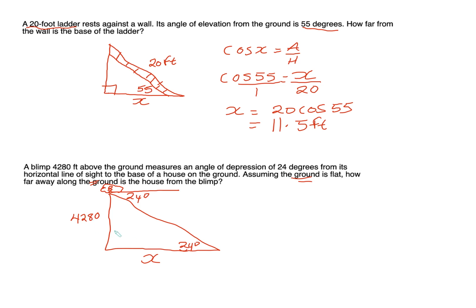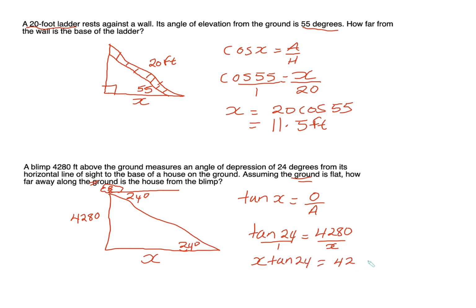Who uses opposite and adjacent? Tan. So tan of X equals opposite over adjacent. So tan of 24 equals 4,280 over X. Again, let's cross multiply, so I'll make that a fraction. When you cross multiply, you get X tan 24 equals 4,280. And if I have to solve for X, I need to divide both sides by tan 24.